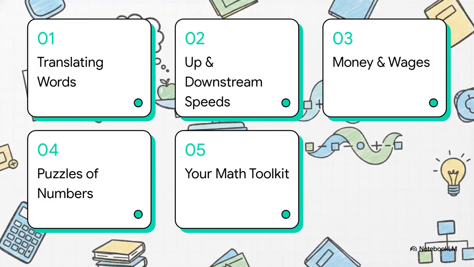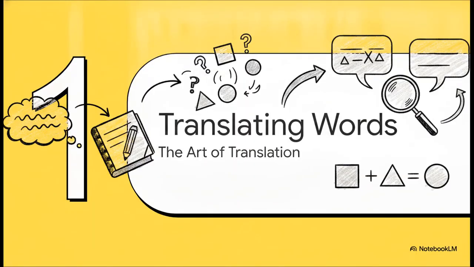Welcome, students. Today, we are going to master the art of translating confusing English word problems into simple, simultaneous equations. We'll be looking at translating words into math, upstream and downstream speeds, distributing money and wages, puzzles of numbers and ages, and finally, putting together your math toolkit. Section 1. Translating words into math, the art of translation.